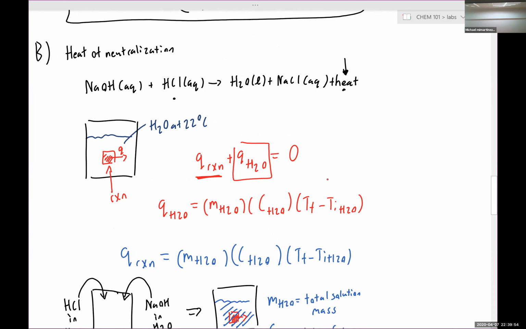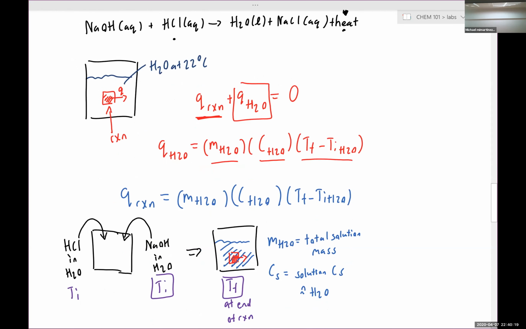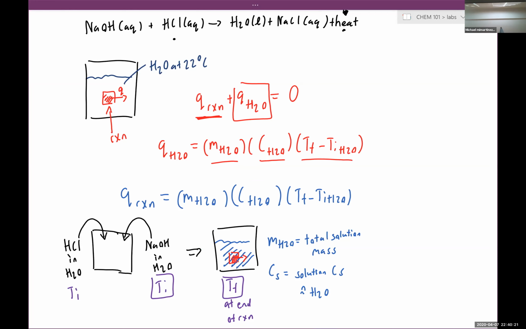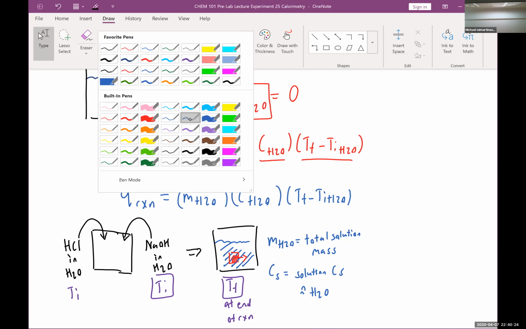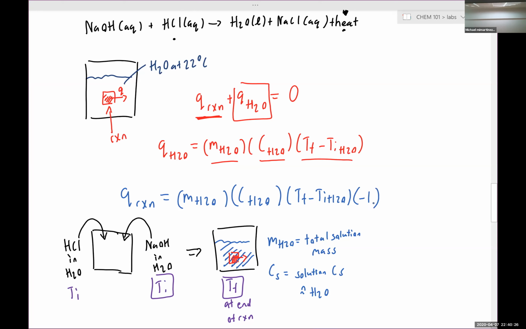So we know that any heat gained by our reaction or any heat released by our reaction will go into our water. So any heat released by our reaction is absorbed by our water. We can write expressions for the heat absorbed by our water by measuring the mass of the water, specific heat of the water, and the change in temperature. So we can plug that in to our expression for the heat of our reaction.